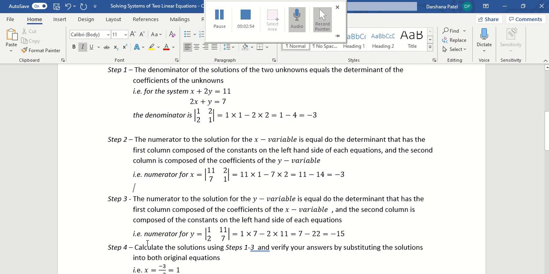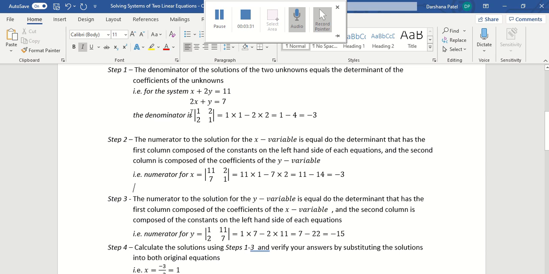Similarly, we can find the numerator of y. We go back to the original determinant and now replace the second column with 11, 7. The first column, 1, 2, remains the same. We're replacing the y column, and by solving this we get the numerator for y. That will be 1 times 7 subtract 2 times 11, so 7 subtract 22 giving us -15.